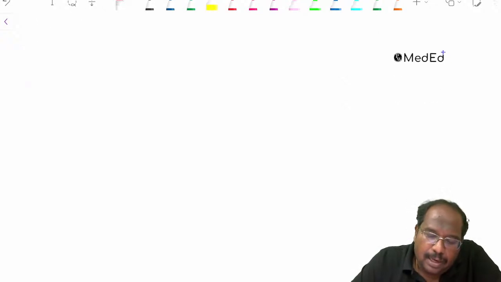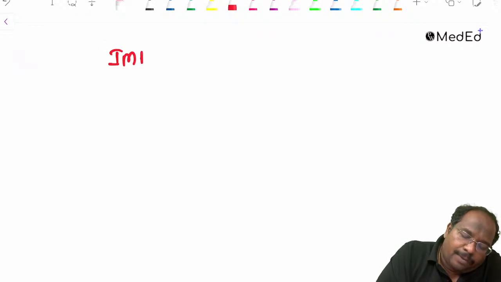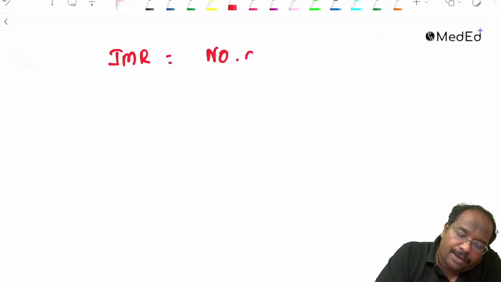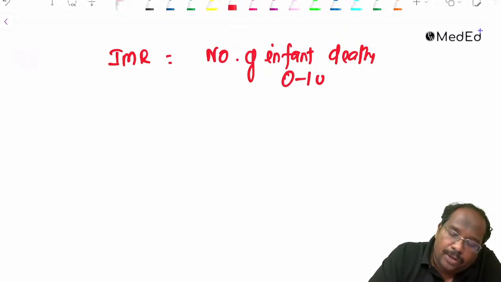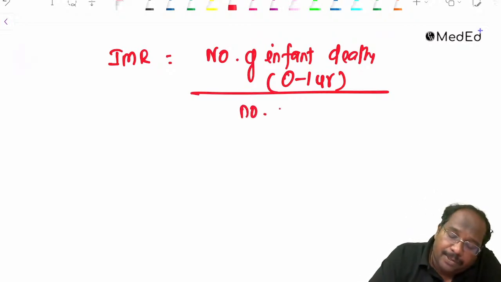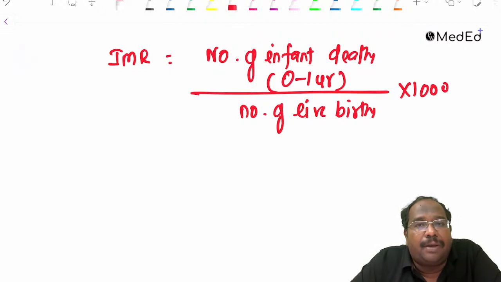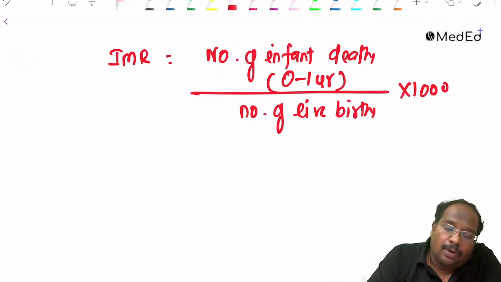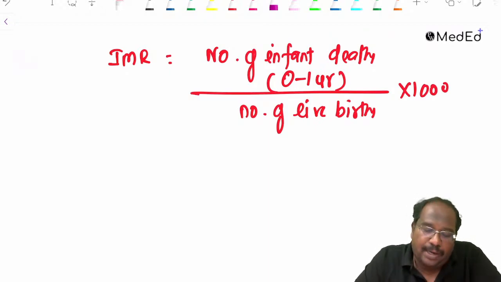Let us see the concepts here. What is infant mortality rate? IMR is the number of infant deaths, and infant death is 0 to 1 year. What is the denominator? Number of live births, multiplied by 1,000. So number of infant deaths by number of live births multiplied by 1,000. Infant deaths means 0 to 1 year.